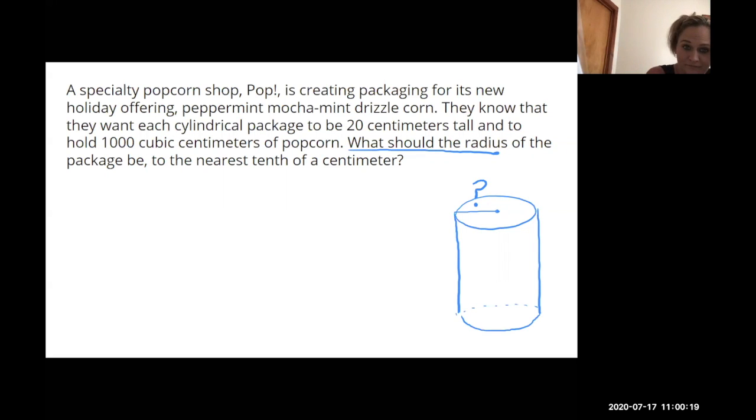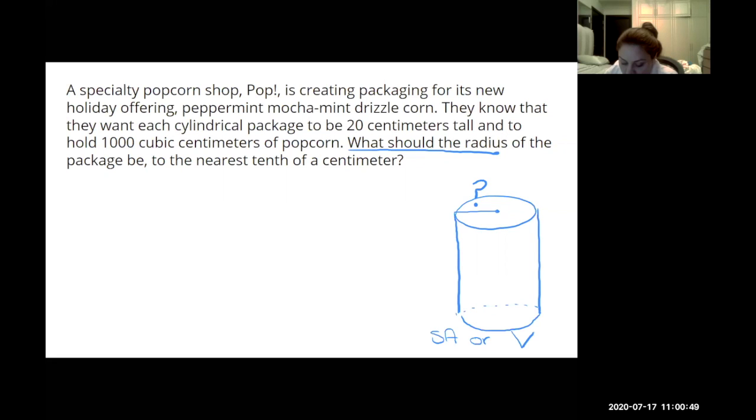Formula. Alicia's like, I'm getting this. Absolutely, girl. Hit up that formula sheet. And once again, whenever we have a three-dimensional shape, we're going to have a choice, surface area or volume. So which formula should I use?